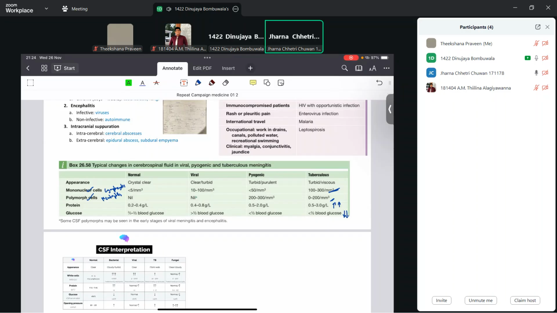I can't remember why. I'll go through that as well. So what else are you going to do? And then we have to test for TB also. It can be TB meningitis.